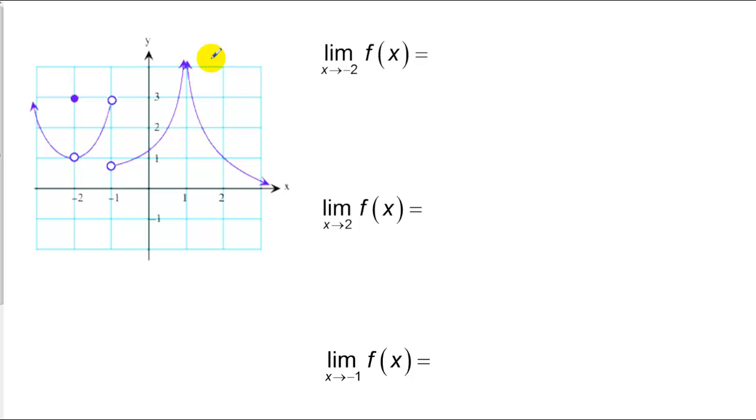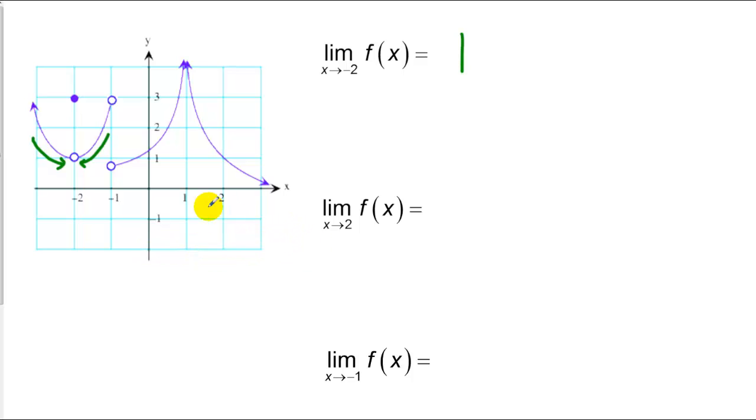So here's another picture of a giant function. We've got some holes. Looks like we've got an asymptote here, and we want to answer these 3 questions. What's the limit as x approaches -2 of the function? So again, as x gets closer to -2 from both sides, what is our y value approaching? It appears that it's approaching this hole right here, and that's a y value of 1.